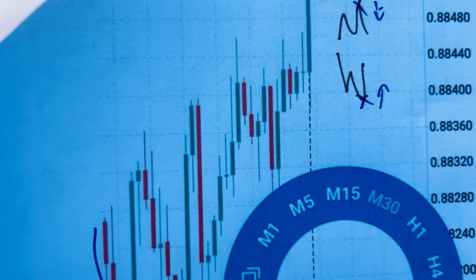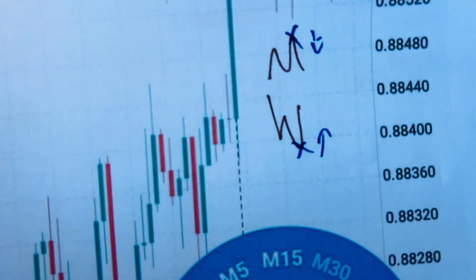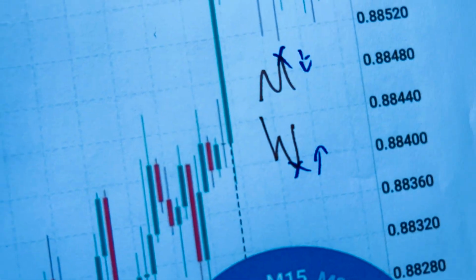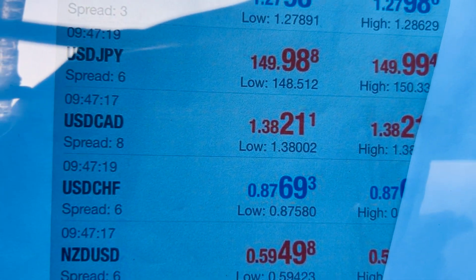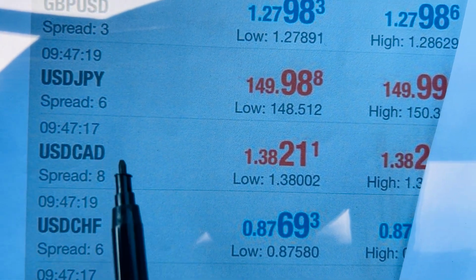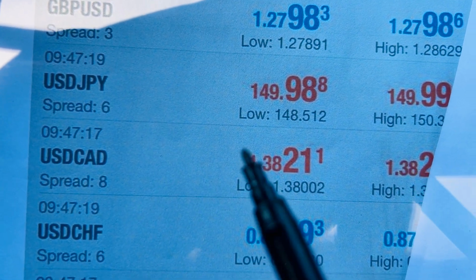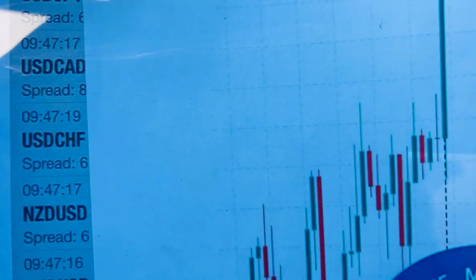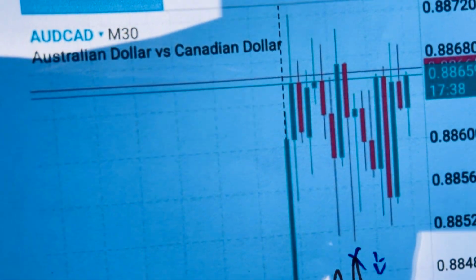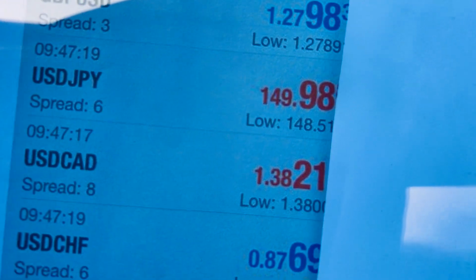Before we get to understand how the candlesticks work and the chart pattern that we should be looking for, I want to share something with you so that you can understand what you should do and don't make that mistake. We have GBP USD, we have USD JPY, we have USD CAD. You cannot use a candlestick chart pattern that you saw on Australian dollar versus the Canadian dollar and use it on USD CAD or USD JPY.